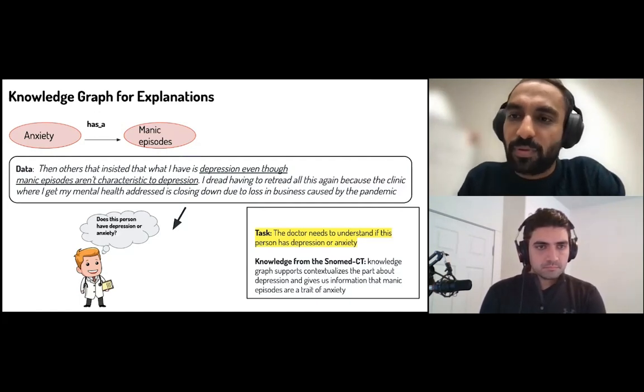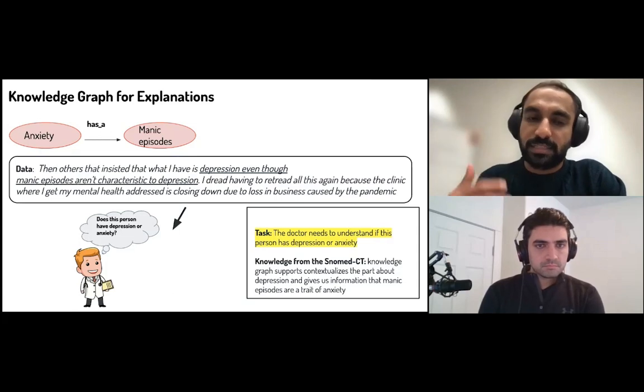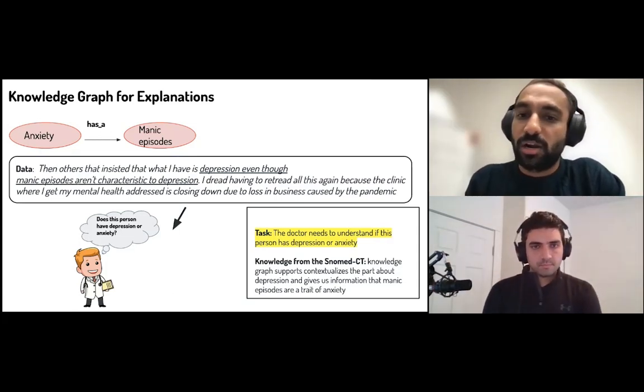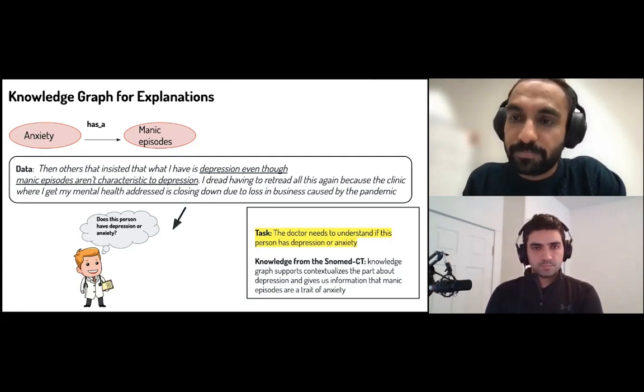And the task of the model, I'm talking about, let's say, a machine learning model, is to classify whether this person has depression or he has anxiety.